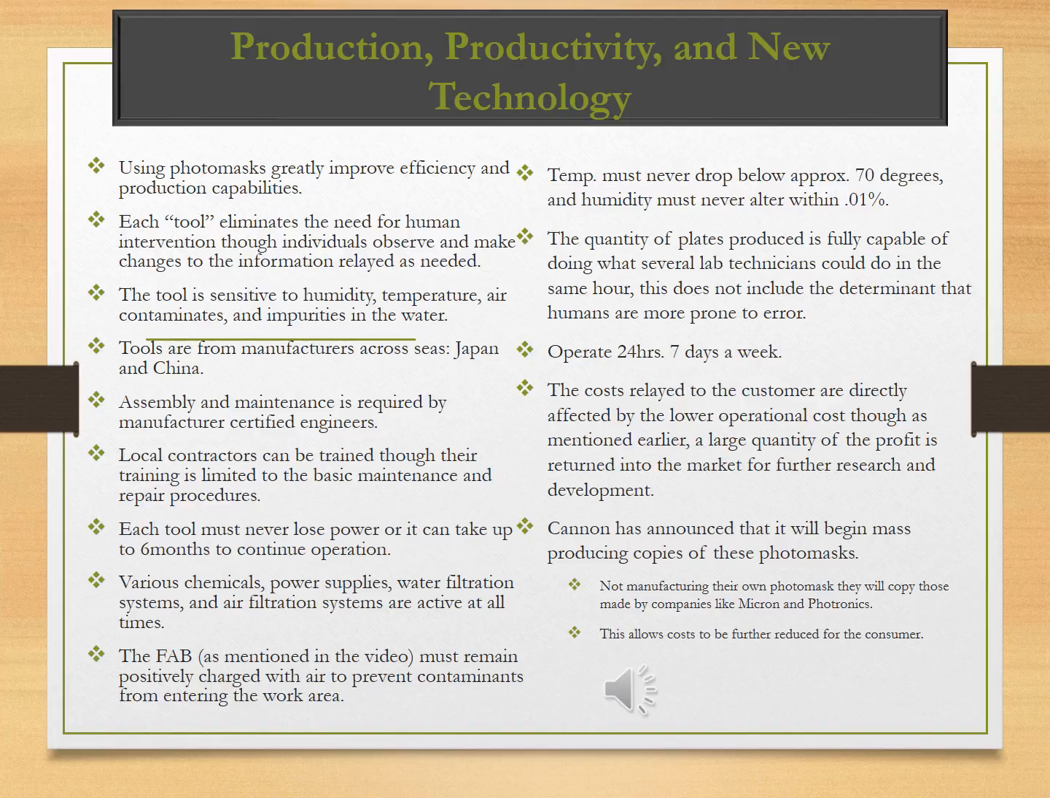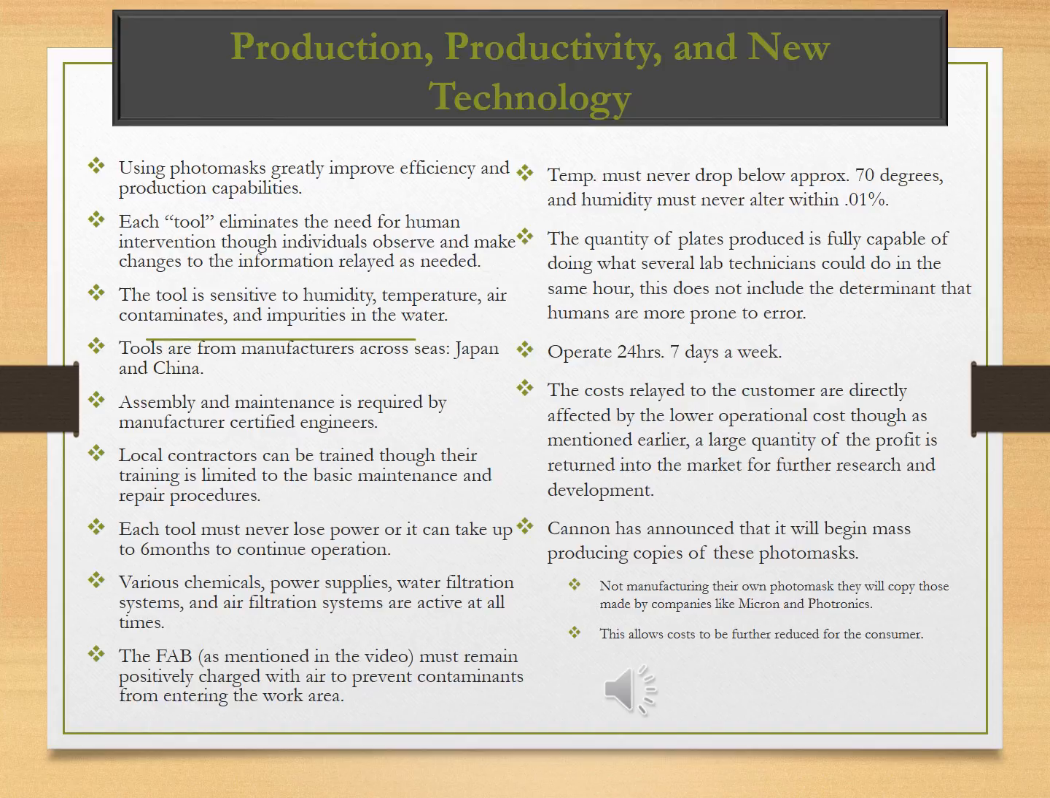Assembly and maintenance is required by manufacturer-certified engineers. Local contractors can be trained, though their training is limited to basic maintenance and repair procedures. Each tool must never lose power, or it can take up to 6 months to continue operation. Various chemicals, power supplies, water filtration systems, and air filtration systems are all active at all times.